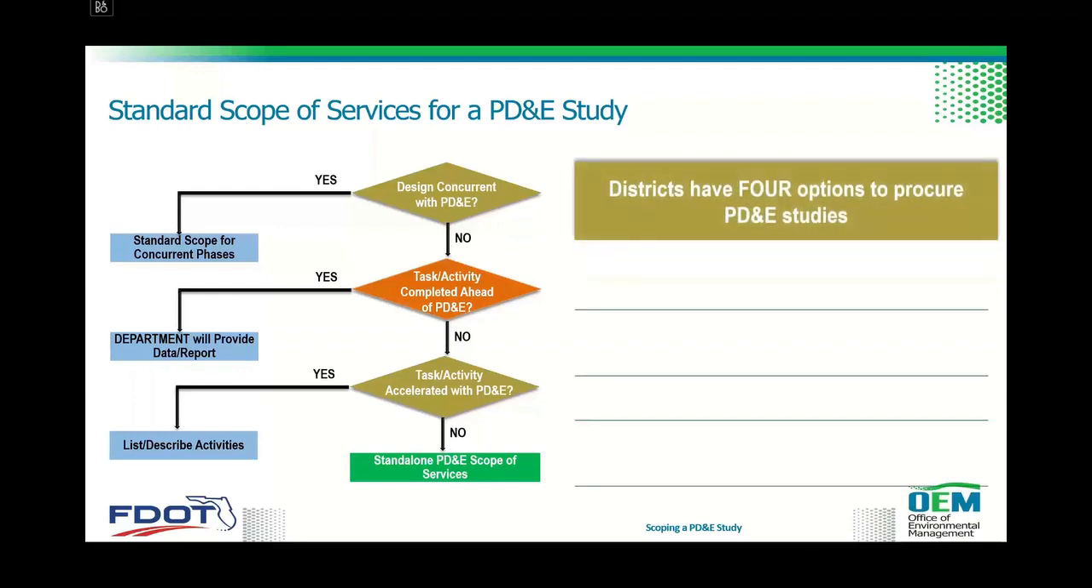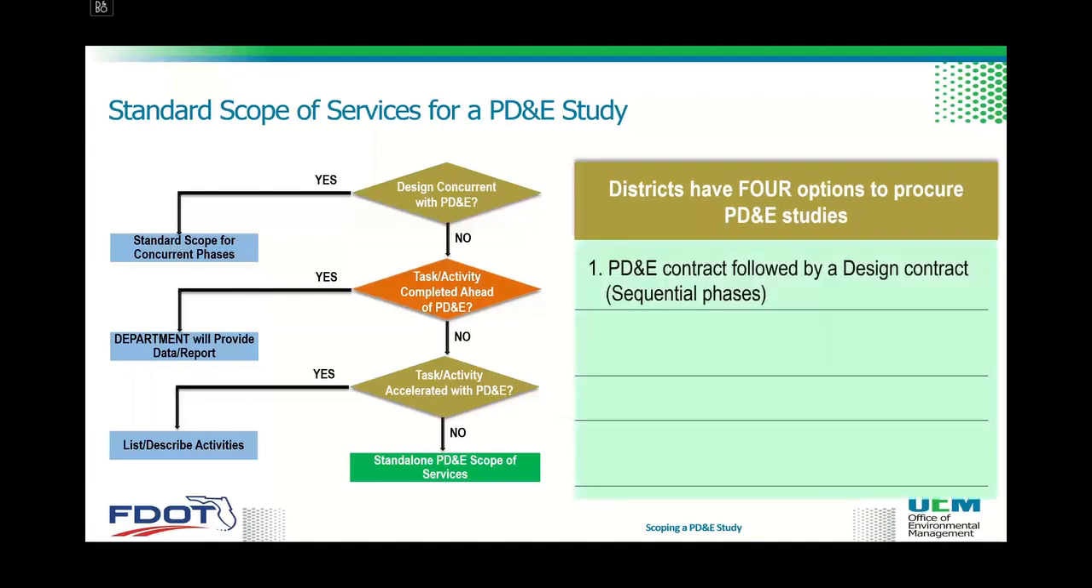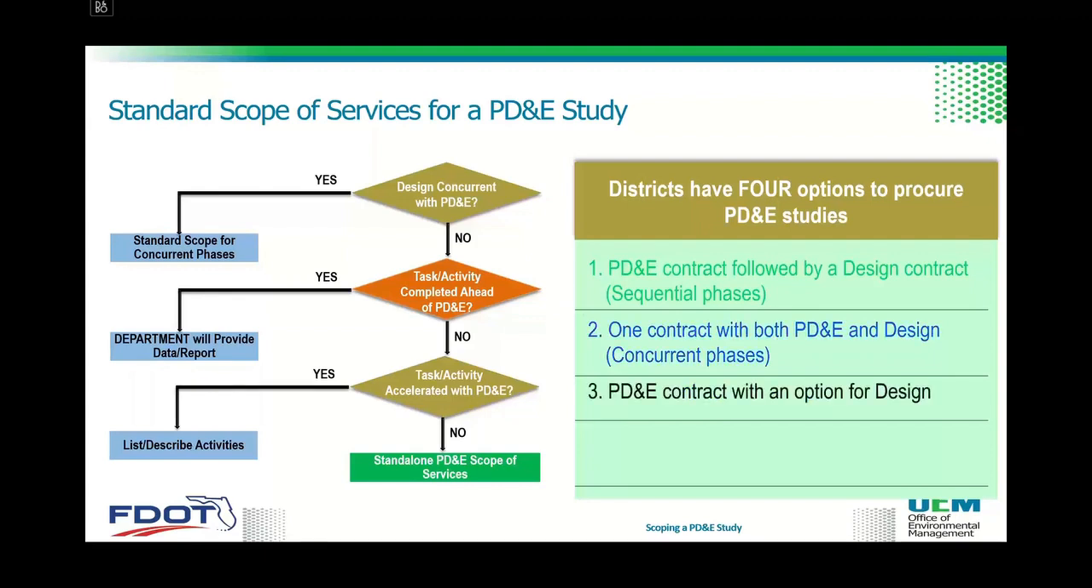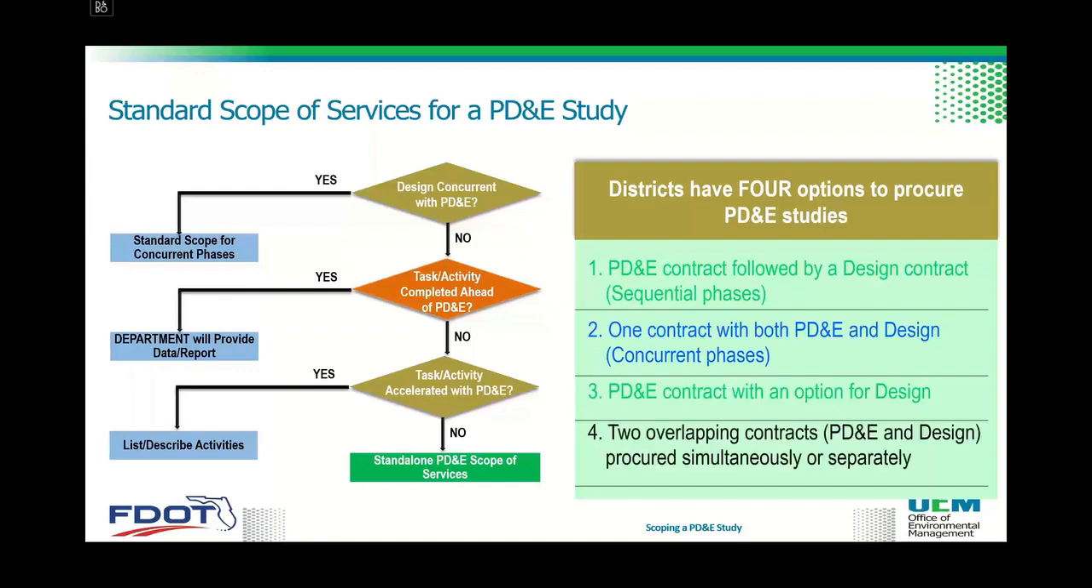So there are 4 options to procure a PD&E study. The PD&E contract followed by a design contract, which would be sequential phases, no overlap. One contract with both PD&E and design in concurrent phases. The third would be a PD&E contract with an option for design. And finally, 2 overlapping contracts, PD&E and design, that are procured simultaneously or separately.